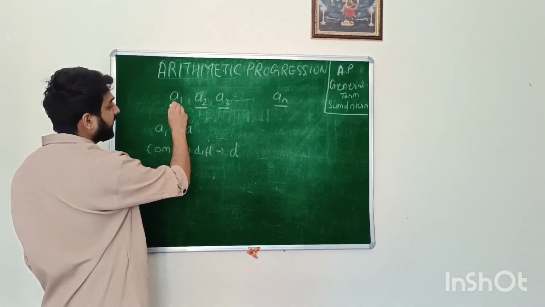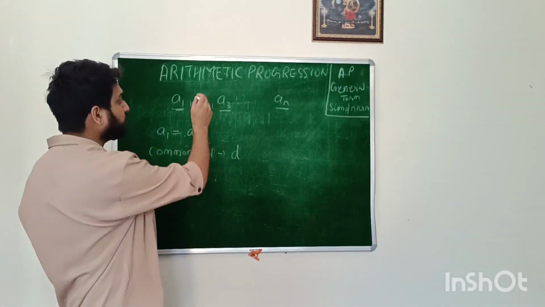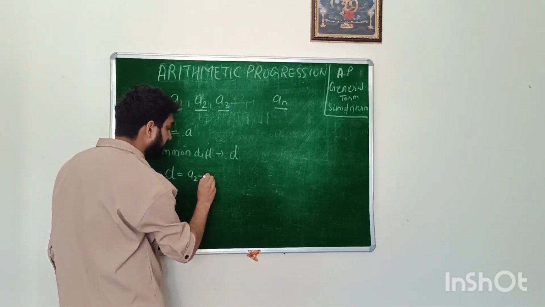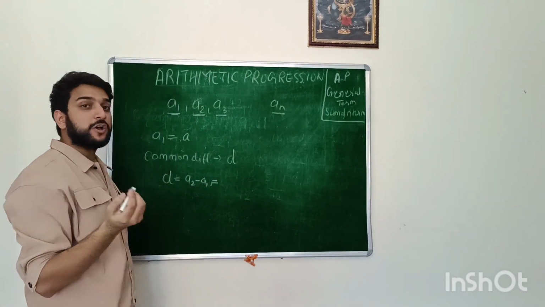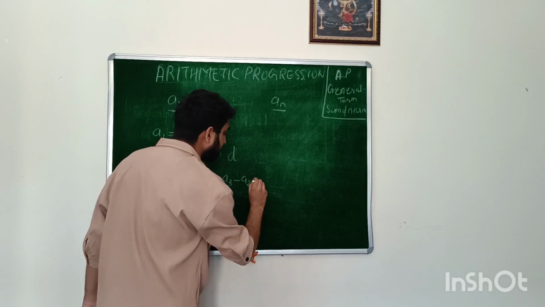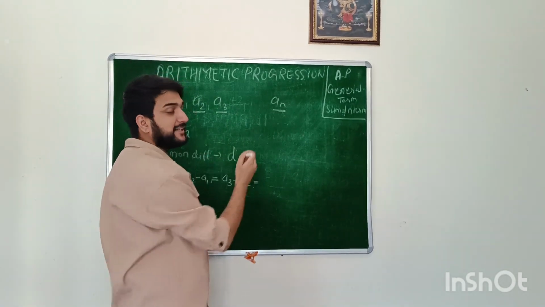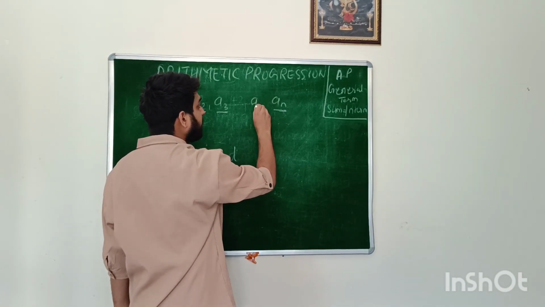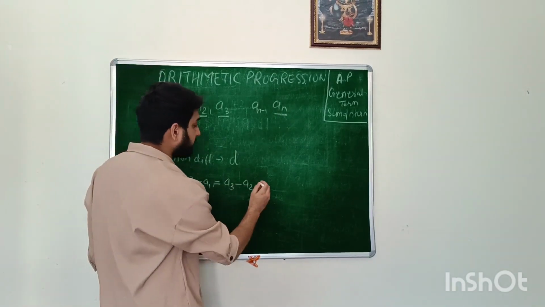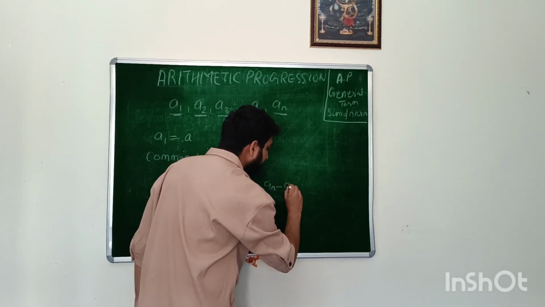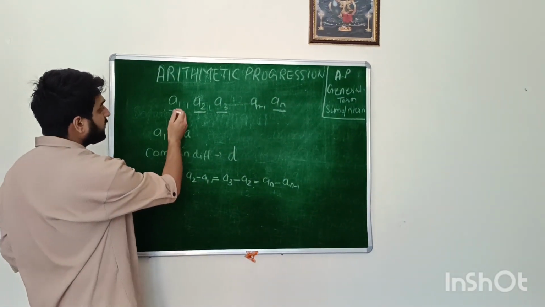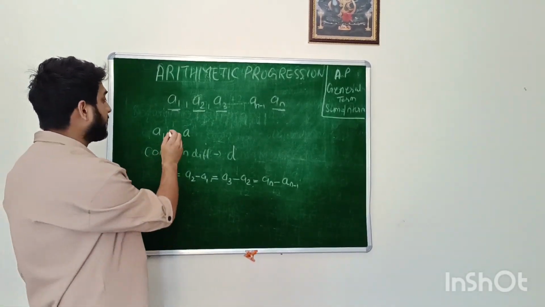We know a1 and a2 are two consecutive terms. a2 and a3 are two consecutive terms. So d is a2 minus a1, and it is also the same for a3 minus a2. It is also the same for, if this is our nth term, the preceding term to it is a(n minus 1). So common difference is the same throughout the AP. So d is our an minus a(n minus 1). Okay, so this is our common difference. Now the first term is a. We denote it by a here.